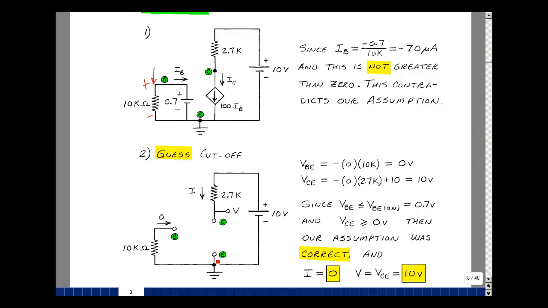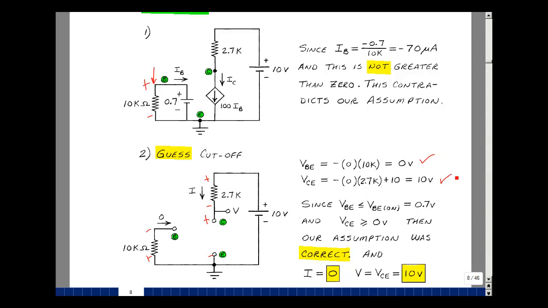Let's solve for the base emitter voltage. Well, since there's no current in here, the voltage across here is going to be 0 times 10K, and that's going to be the base emitter voltage, which is 0. The collector emitter voltage across here, the rise in voltage is going to be the drops around the loop. V sub CE is equal to minus 0 times 2.7K plus 10. This is less than or equal to VBE on, and this is greater than or equal to 0.